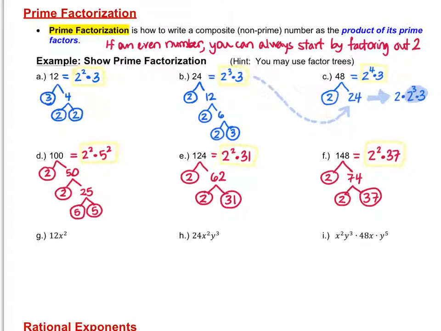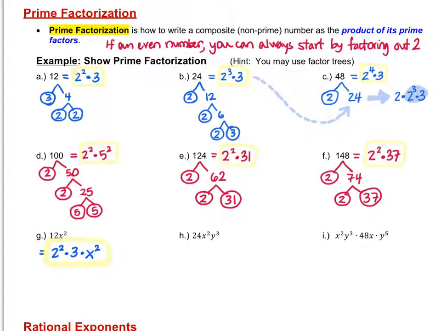Our prime factorization for 12, we know, is 2 squared times 3. And in this case, we're just multiplying that by the x squared. So this is the prime factorization for 12x squared.